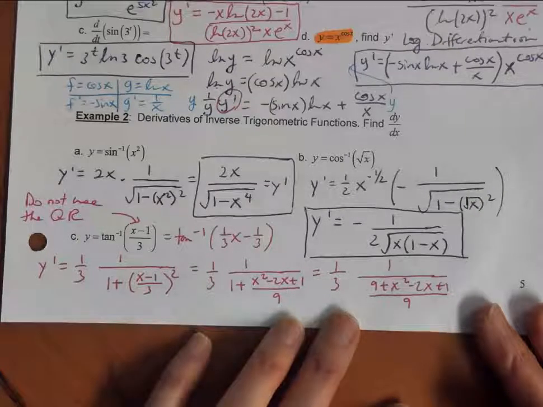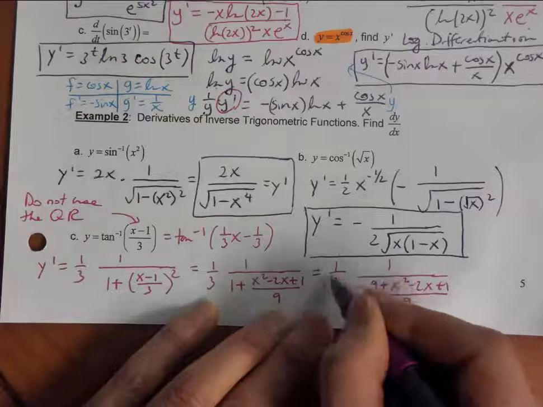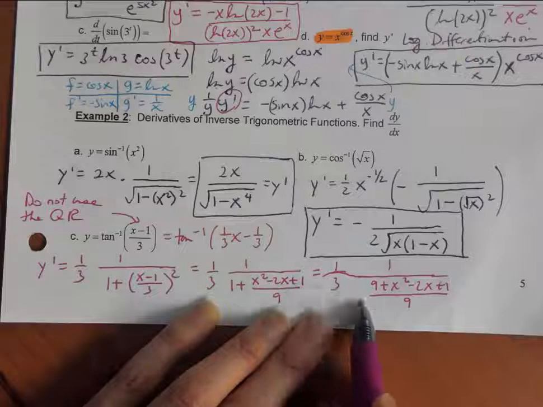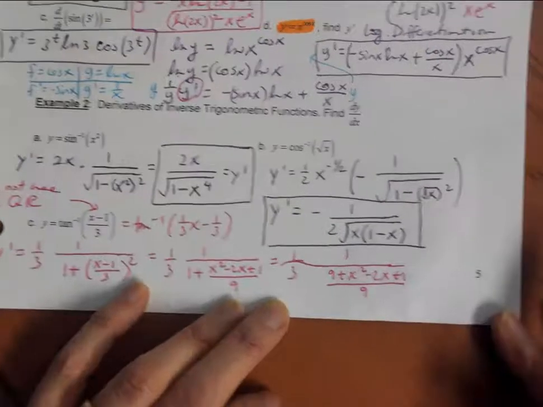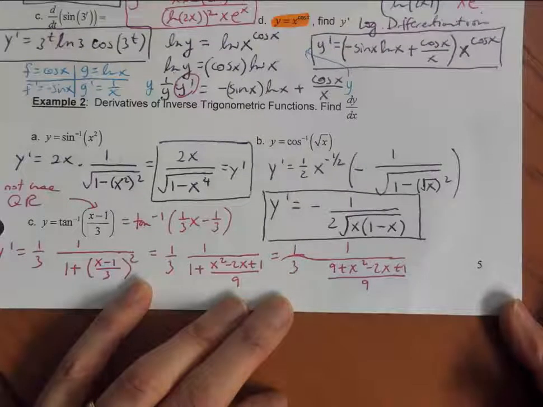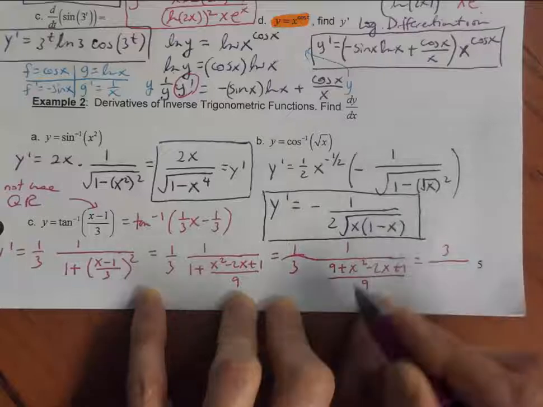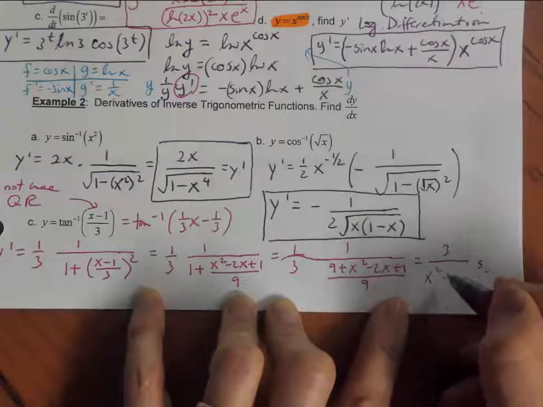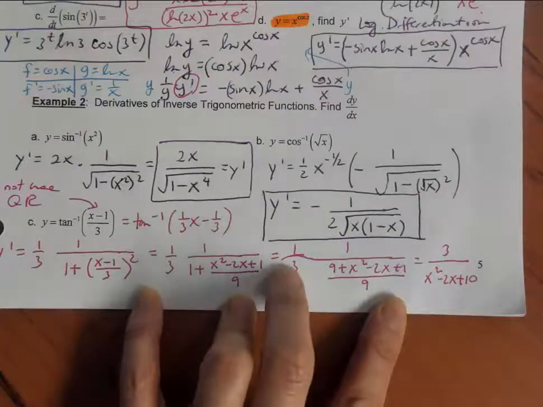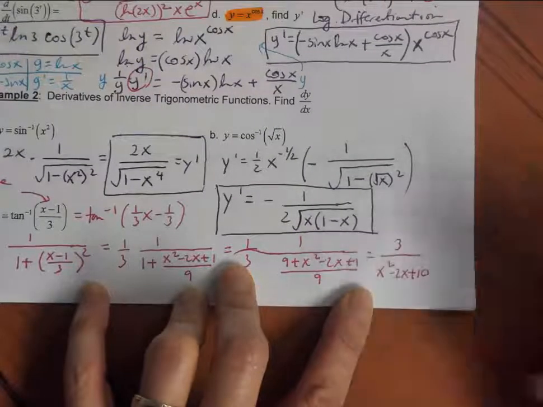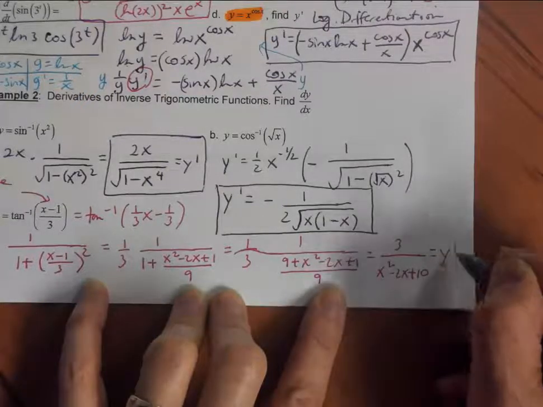You see that this is 3/9 in the denominator? This 3 here, so it's basically a third in the denominator. What's a third in the denominator? 3 in the numerator. Okay? So then it becomes 3 up in the numerator, and then I can combine this as x squared minus 2x plus 10. And that would be your answer. I better erase this 5 so you don't think this is anything. That would equal my y prime.